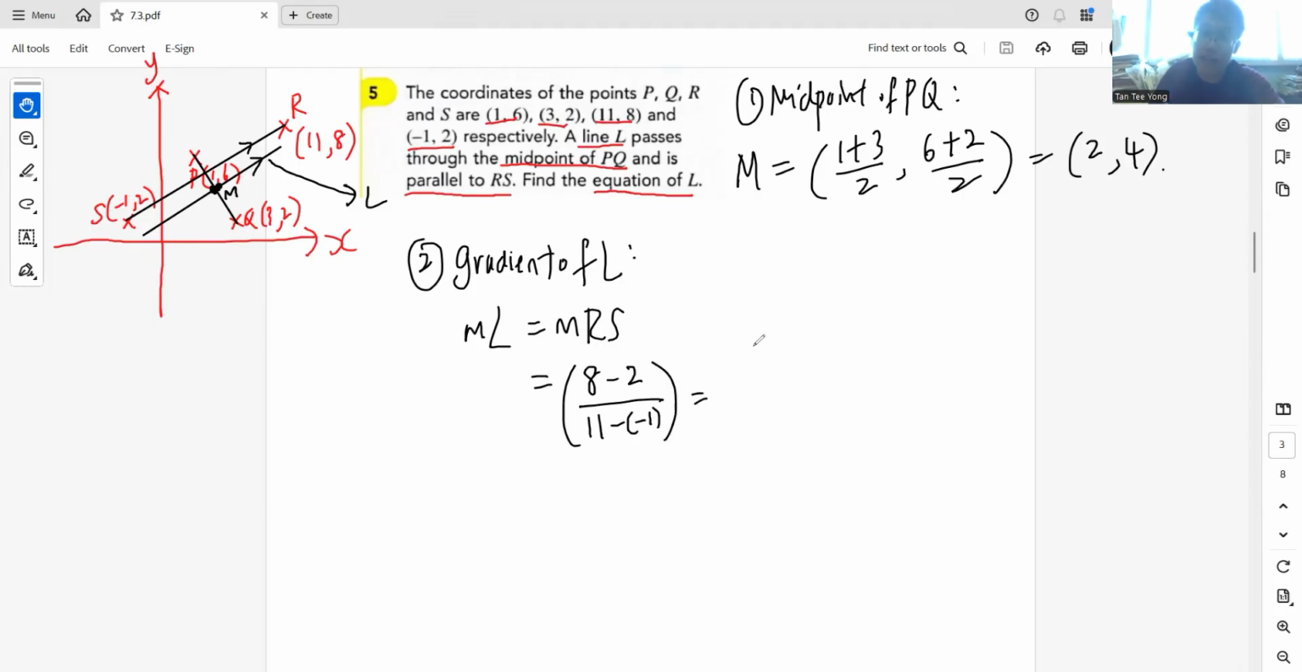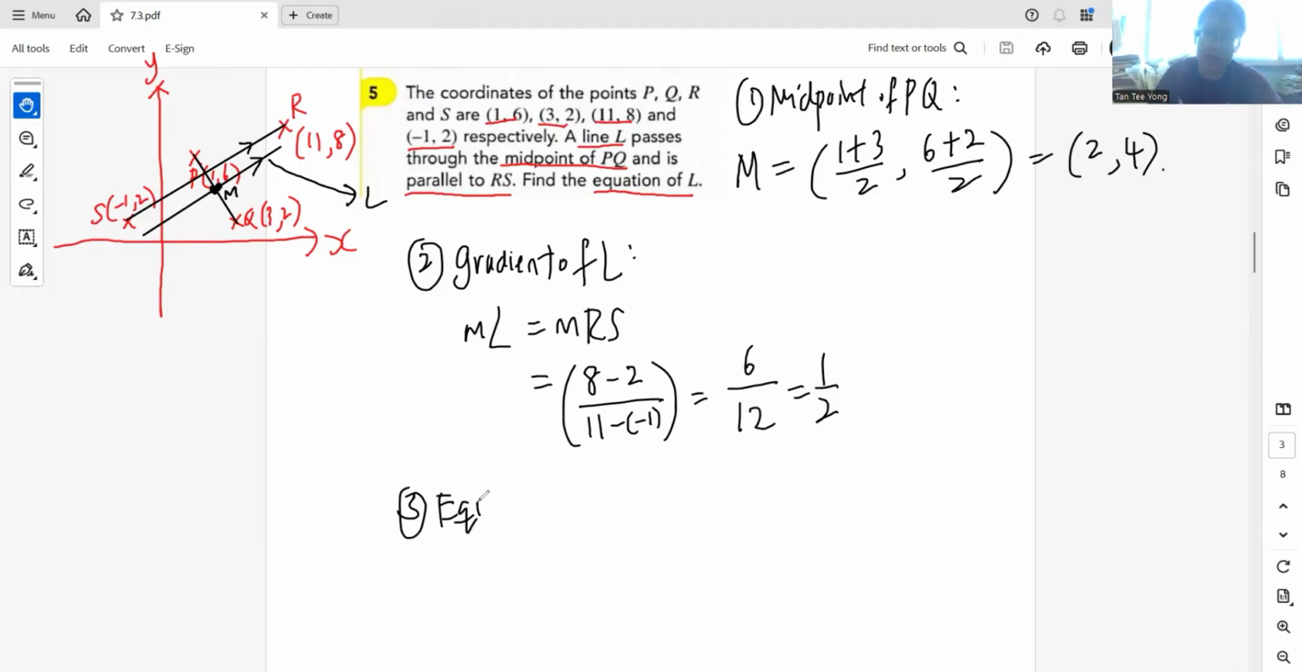Okay, so this gives us 6 over 12, sorry, because 11 plus 1, right? So 6 over 12, and this is half. Okay, and so now we need to move on to equation of L.